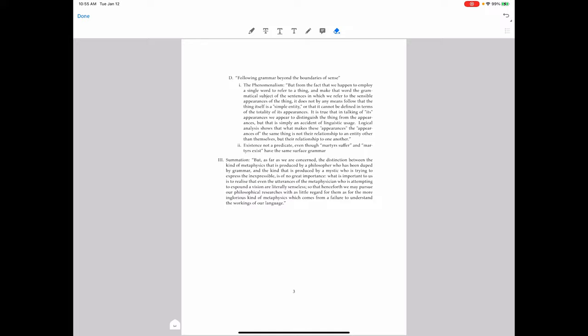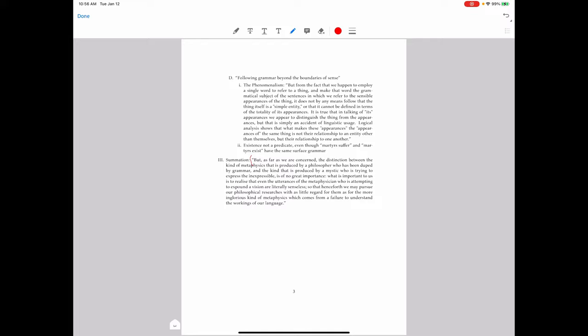He then endorses something that we saw in Frege and can be traced to Kant, that the consequence of this view is that existence isn't a predicate, even though "martyrs suffer" and "martyrs exist" have the same surface grammar. This simply repeats a point that goes back all the way to Moore and Russell. Logical form and surface grammatical form are not the same thing. In any case, we can summarize, or we'll use Ayer's own language for the summation of his position.